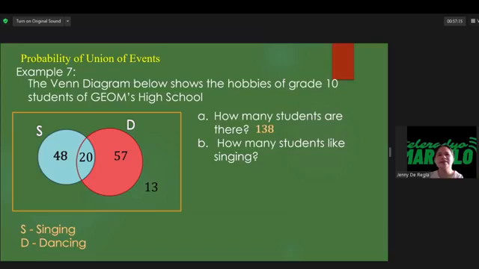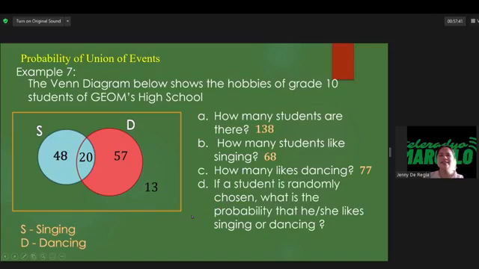Next, letter B. How many students like singing? Okay, so the number of students who like singing is equal to 68. So 48 plus 20. Next, how many like dancing? So the answer is 77. So 20 plus 57 equals 77. Next, letter D. If a student is randomly chosen, what is the probability that he or she likes singing or dancing?